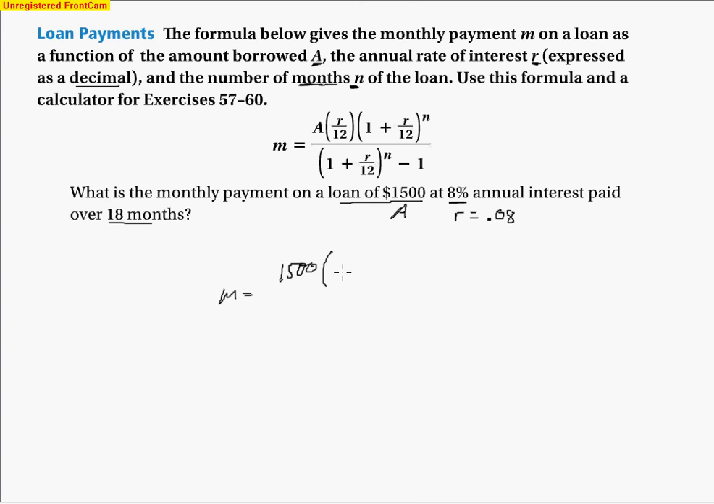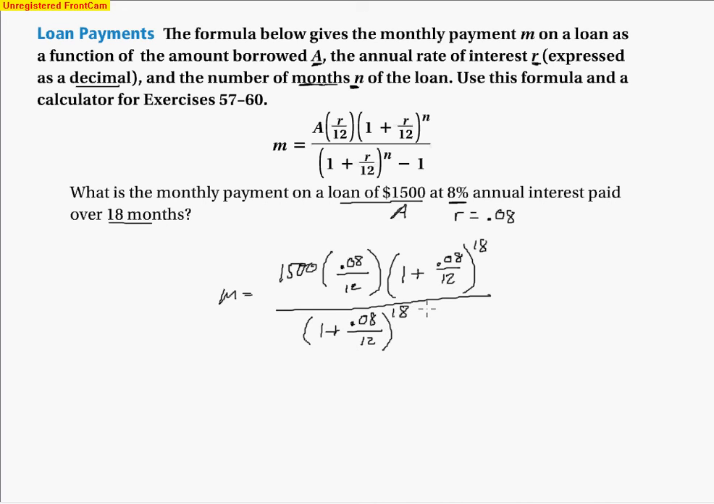1,500 times by, and then 0.08, expressed as a decimal, it said, over 12, and then times by 1 plus 0.08, all over 12 to the N power. N is 18, so this is why you'd want to use a calculator. And so what I would do to start with is I'd press the fraction button first, and then in the numerator enter all of this information. And then come down to the denominator and then finish off the rest of it. 1 plus the rate, 0.08, all over 12 to the 18th power, and then minus 1.